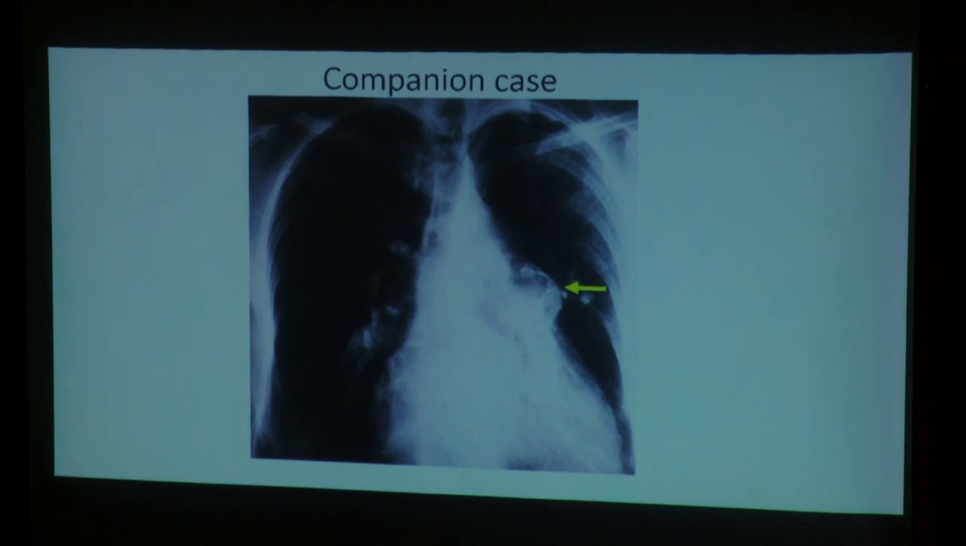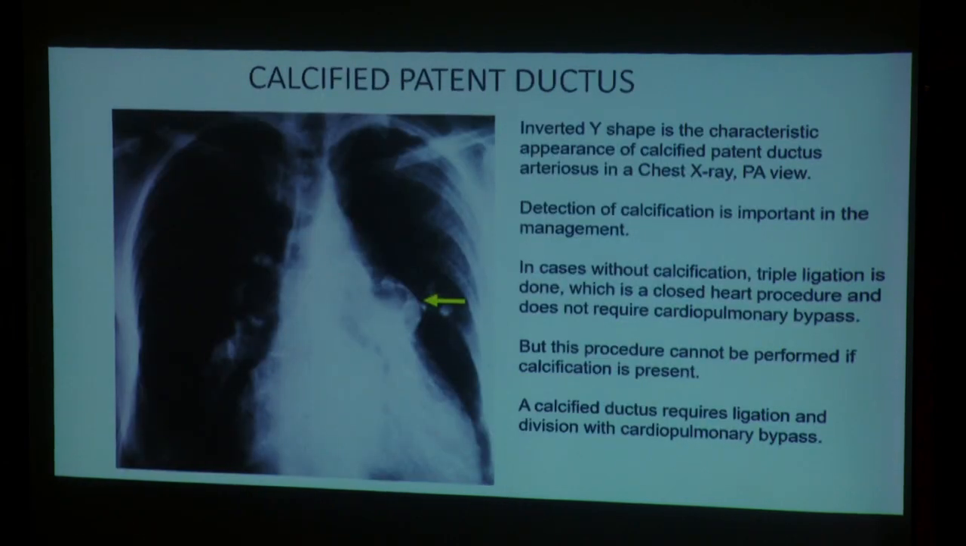It is again a large PDA. And what is that arrow showing? What is this? There is a triangular calcification within it. What is it? It's a calcified PDA. What is the importance?